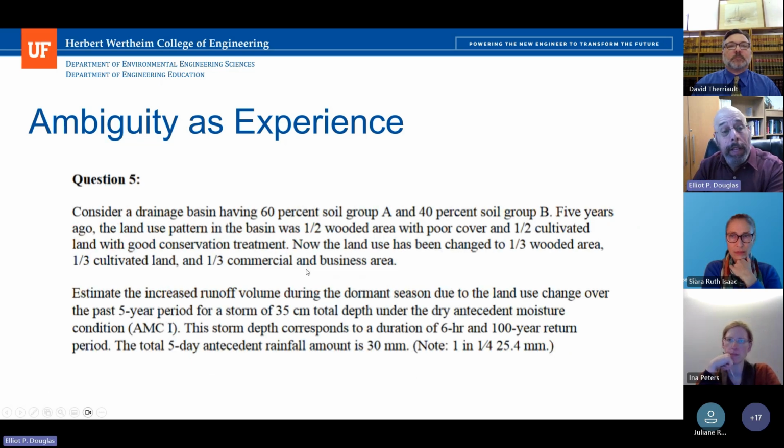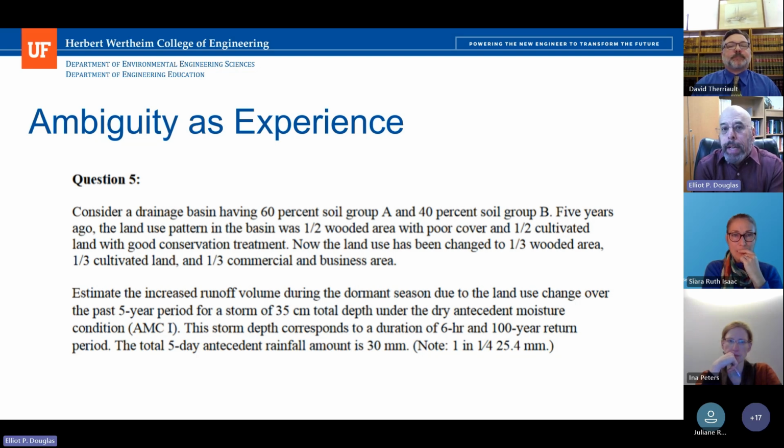So this is my last slide, just to say, let's look at this problem. Okay, this was actually one of the problems that the students gave to us as saying it's ambiguous. And they have to estimate water runoff as a function of land use change. So the question is, is this an ambiguous problem? And the answer from our perspective is, it depends. We don't know. It depends on the problem solver.